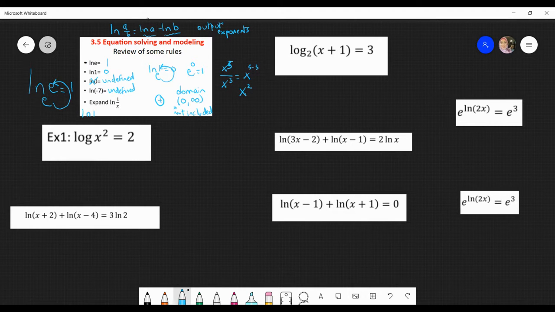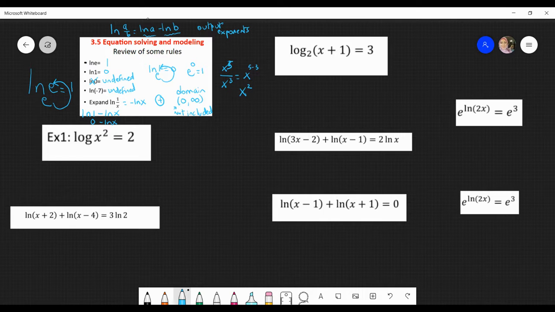So ln of 1 over x equals ln of 1 minus ln of x. And ln of 1 is 0, which leaves us with ln of 1 over x equals negative ln of x. When we flip, it's a negative exponent rule.